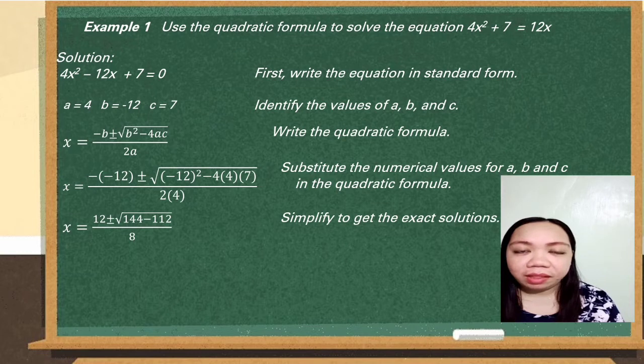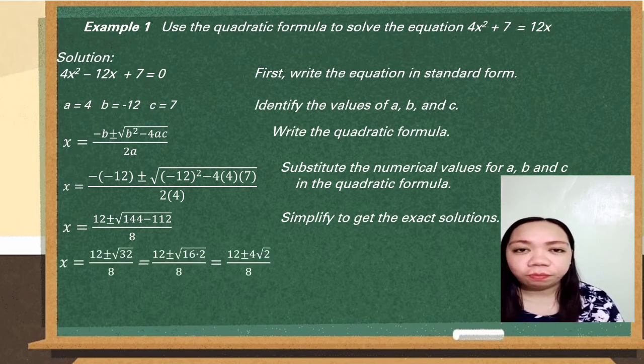Negative 12 squared is 144. 4 times 4 times 7 is 112. So 144 minus 112 is 32. And 32 is not a perfect square, but it has a perfect square factor, which is 16. So we'll write 32 as square root of 16 times 2. And the square root of 16 is 4.